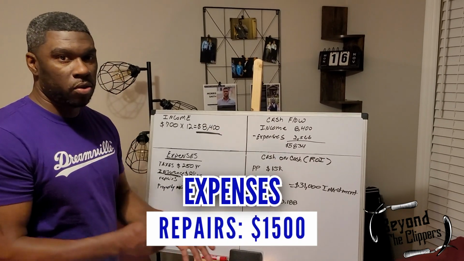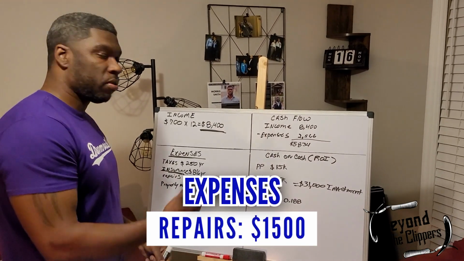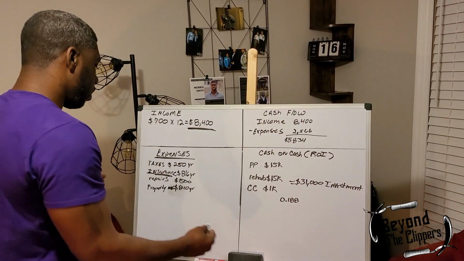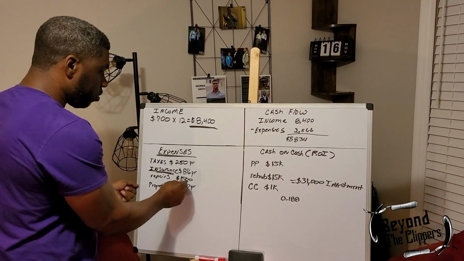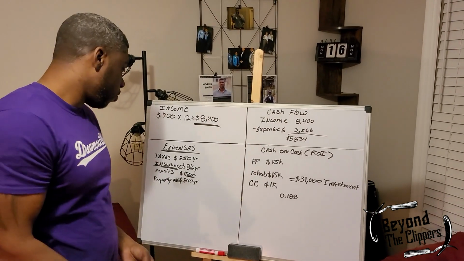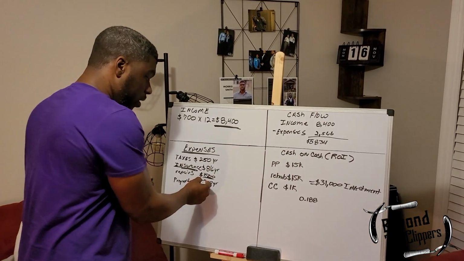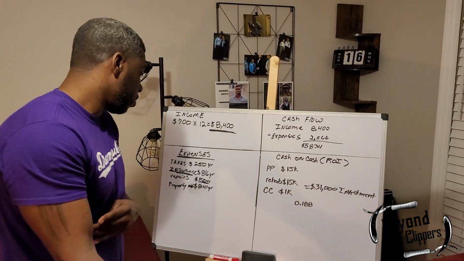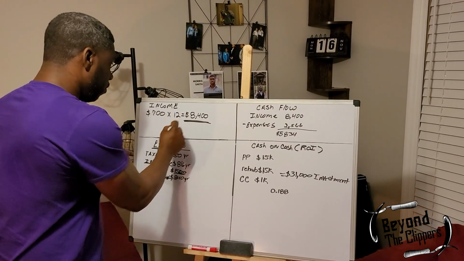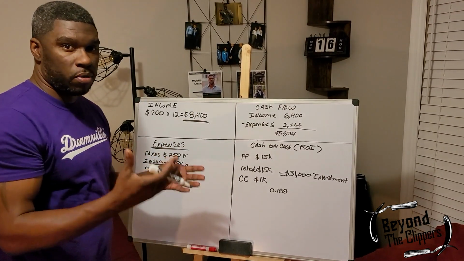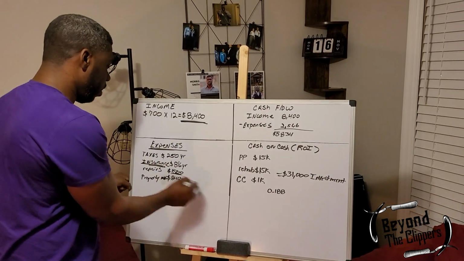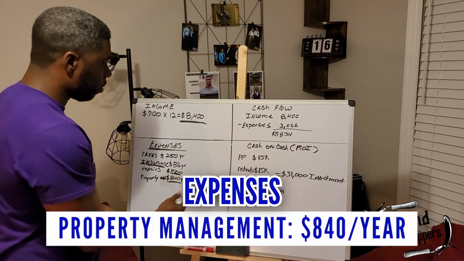But most of the time when you go into the house, we try to put everything in there new, so we won't have any of those issues. So I just gave an example of $1,500. Property management, now you can do this yourself to save money, or you can get a property management company to come in and manage the property, which will cost you like 10%. Normally property managers charge 10% of the rent, which gives you like $840 a year.